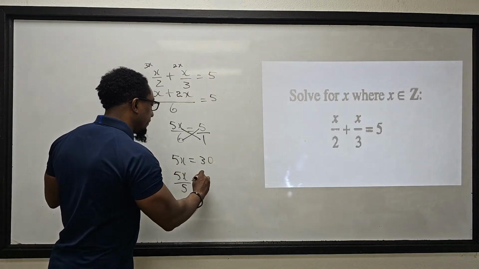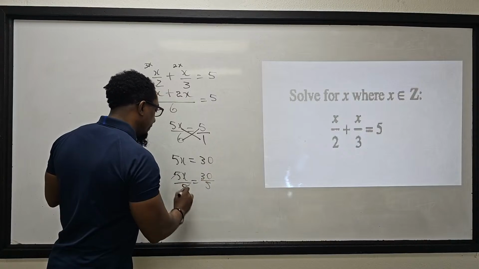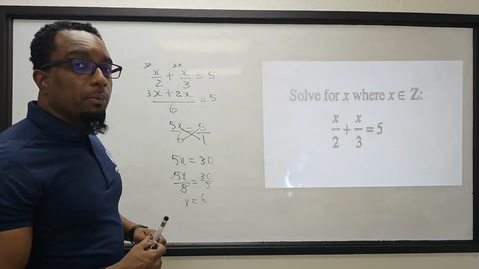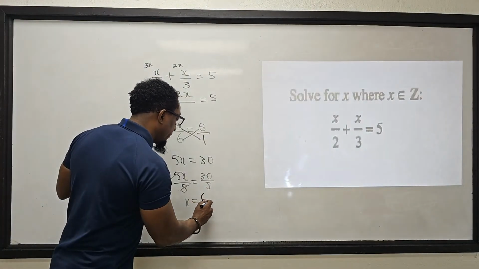5x over 5, 30 over 5. x is equal to 6. Solving our equations involving fractions.